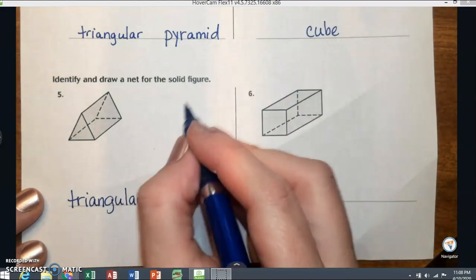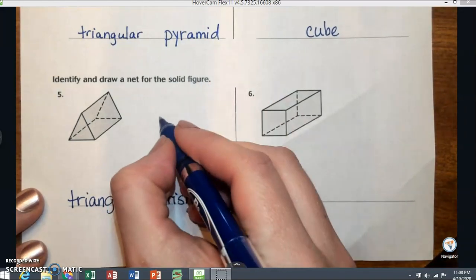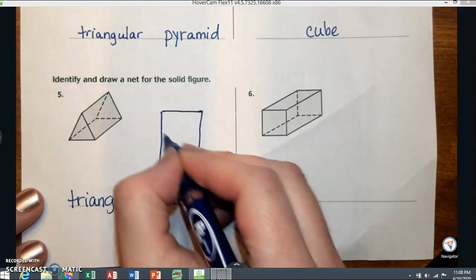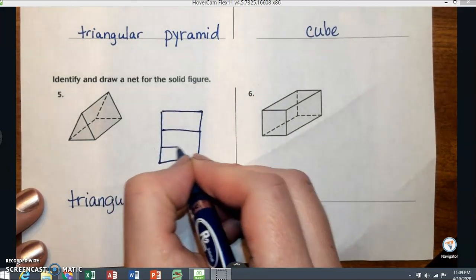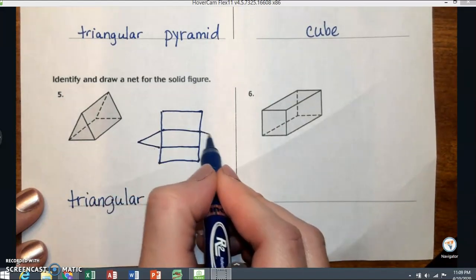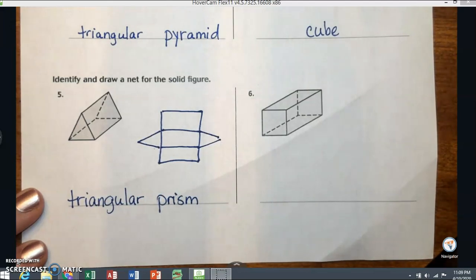So now I need to draw a net. So I'm just going to go ahead and draw 3 rectangles. And I'm going to put triangles at the end of one of those rectangles.